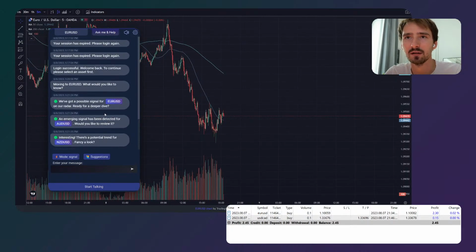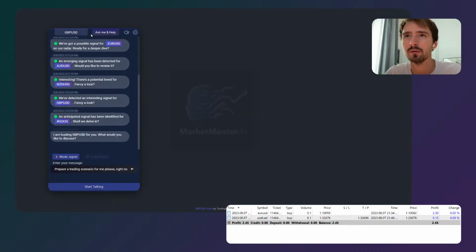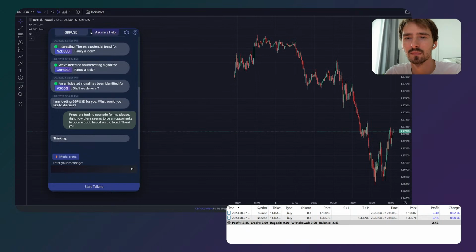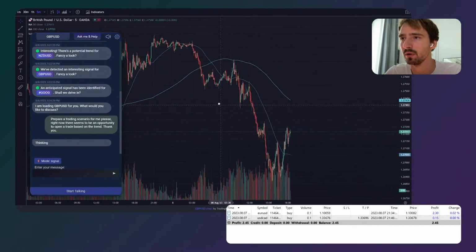So we had some signals here since I started, which is about 5 minutes ago. We've got some euro dollar, Australian dollar, New Zealand dollar, and the British pound, but they are alerts from about 4 minutes ago. Let's take a look at the British pound, GBP USD, I am loading. Let's see if it's still valid and if the signal is still available.